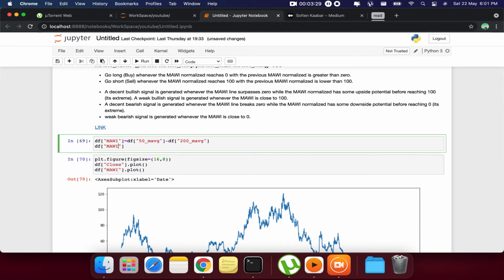So MAWI normalized is nothing but MAWI, and let me copy that, minus MAWI mean divided by MAWI max minus MAWI mean. Now this is the same formula as a min max scaler, okay? Or yeah, if you have ever used scikit-learn for any machine learning projects, you are already familiar with the min max scaler. This is the same formula as it.